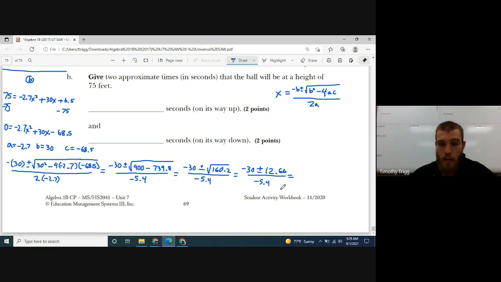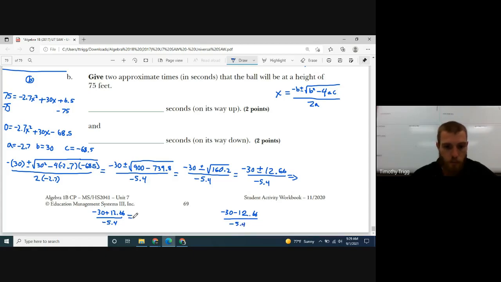Okay, and then here's where we split it into two. So the first one is, I guess I'll write them down here. First one is negative 30 plus 12.66 over negative 5.4. And the other one has the minus, right? So negative 30 minus 12.66 over negative 5.4.